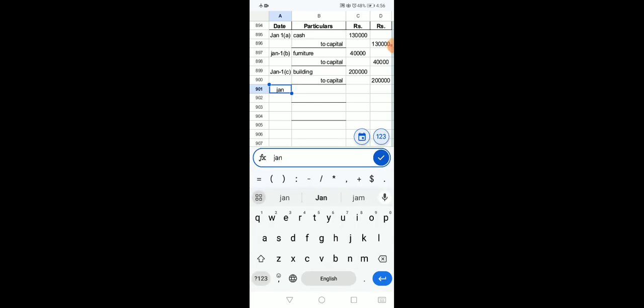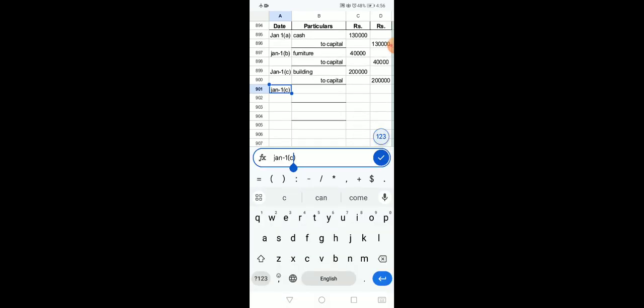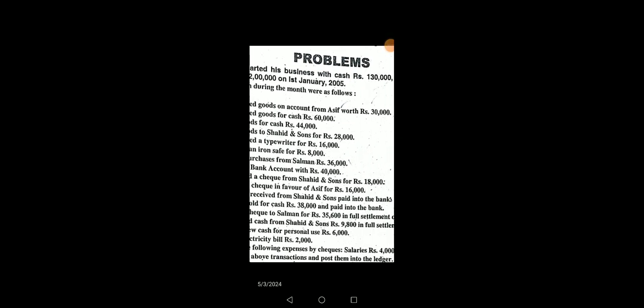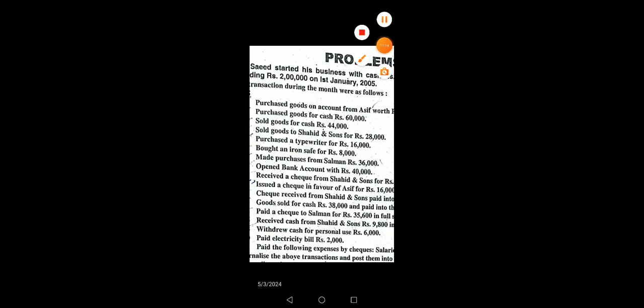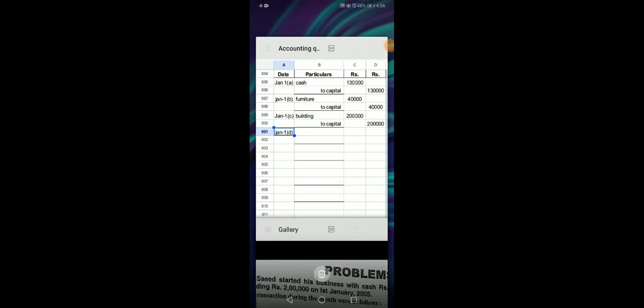So what you will do, you will name it January 1, but this is D entry. Three entries are already done. And this January 1, we are talking about this transaction: purchase goods on account from Asif. So you are buying goods on account from Asif.